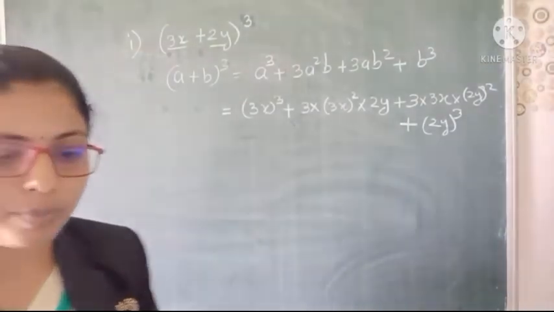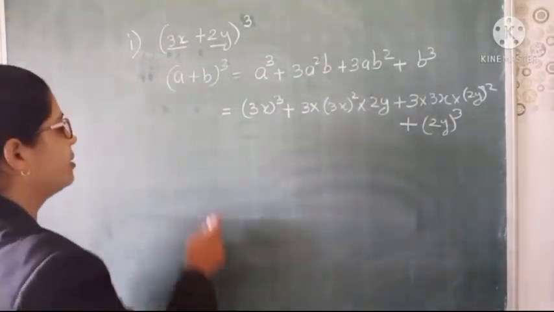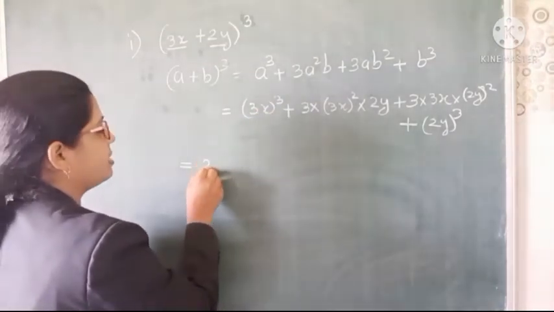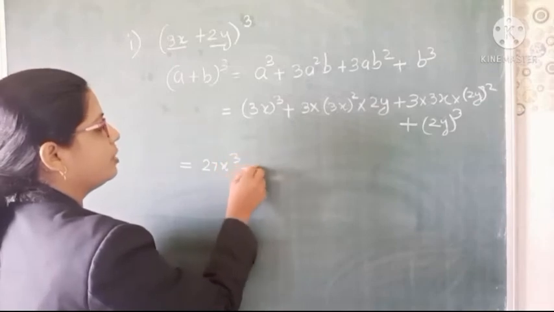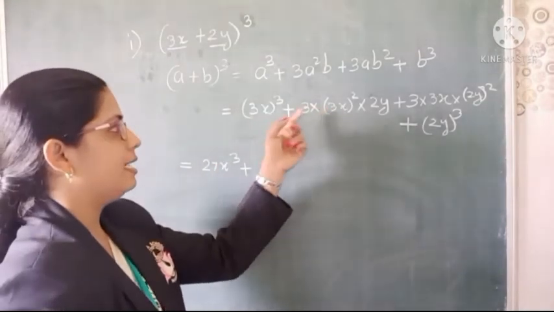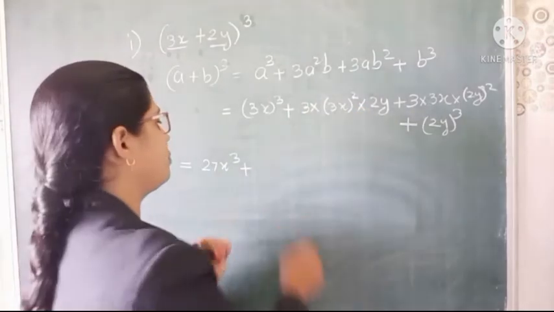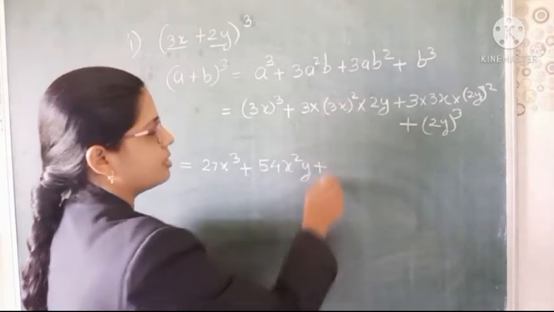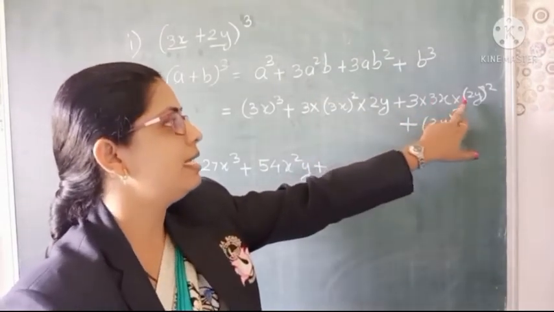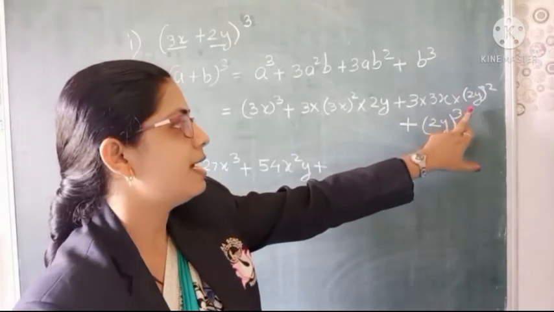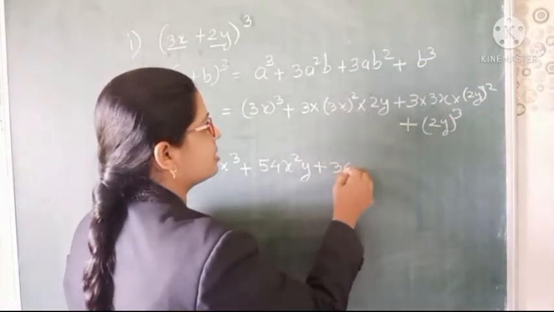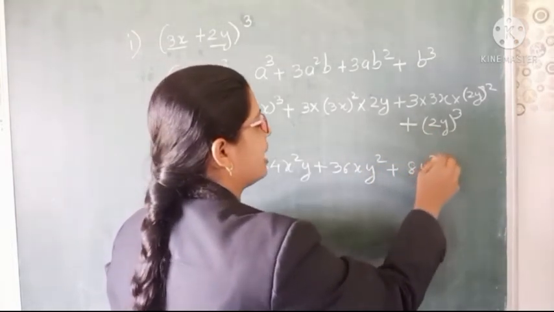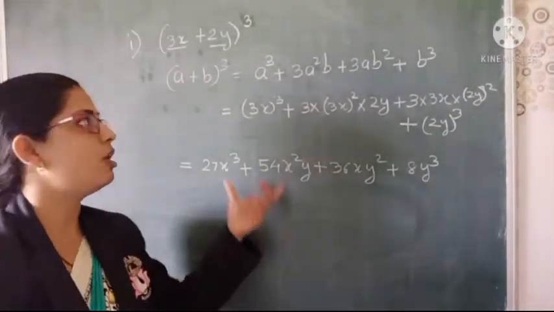Now you have to solve the example according to that. So how will it be? 3x cube. 3 cube is 3 3s are 9, 9 3s are 27, x cube, plus 3 3s are 9, 9 3s are 27, 27 2s are 54, 54 x square y, plus 3 3s are 9, 2 square is 4, 9 4s are 36, 36 x y square, plus 2 cube is 8 y cube. This is the answer of our question.